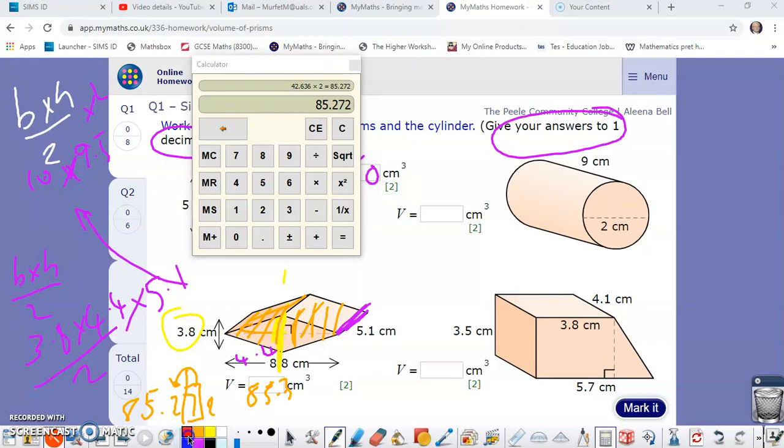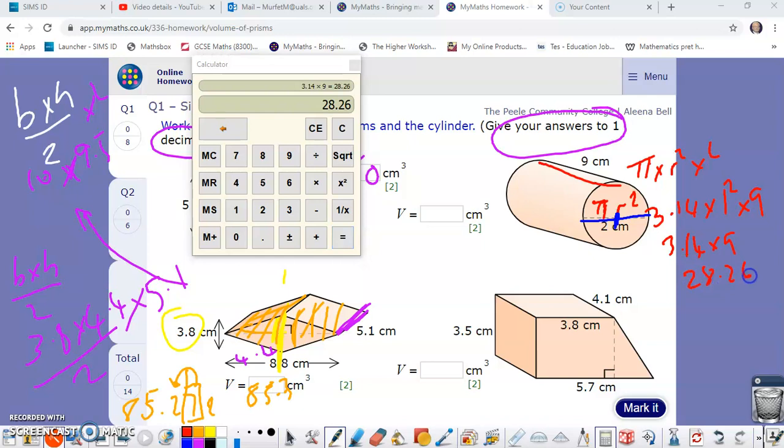The volume of a cylinder is the area of the surface at the front, the area of the circle, which is pi times radius squared, and I'm then going to times it by the length. So pi times radius squared times length. Pi is 3.14 in this case, times the radius. Now the radius, they give me this measurement here, which is the diameter. Radius is half of that. So half of 2 gives me 1 squared times 9. 1 times 1 is 1. Times 9 is 9. So I'm going to do 3.14 times 9, which gives me 28.26.